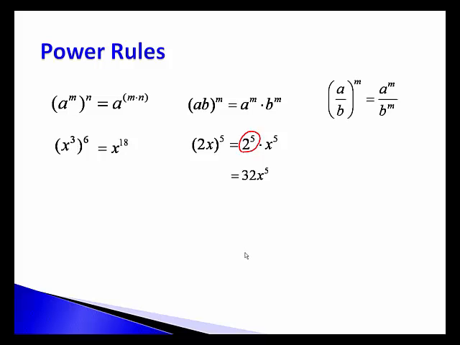If you have a divided by b, all raised to the m power, you have the right to break that apart into a to the m divided by b to the m power. And here's how you can use it. If you have 2 over x raised to the 4th power, you can break it apart into 2 to the 4th power divided by x to the 4th power. And once again, you can simplify this part right here because now we're down to just a number. So 2 to the 4th power is 16 divided by x to the 4th power.